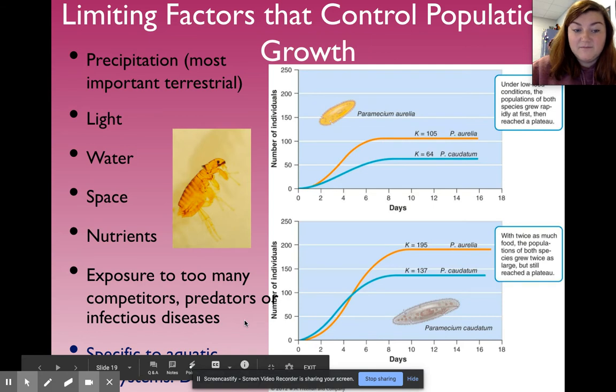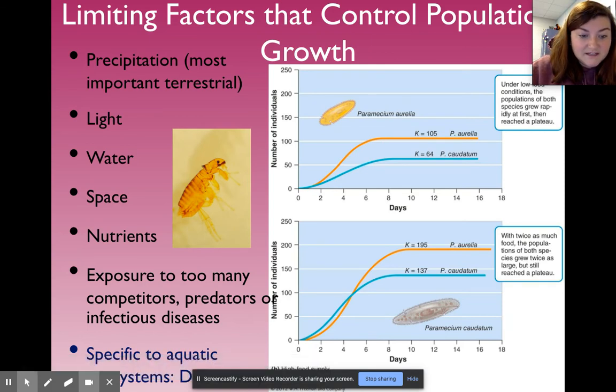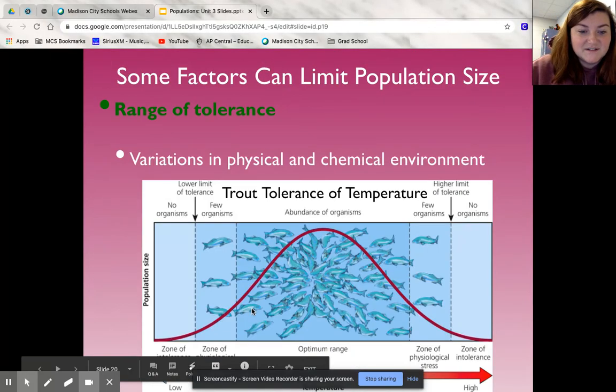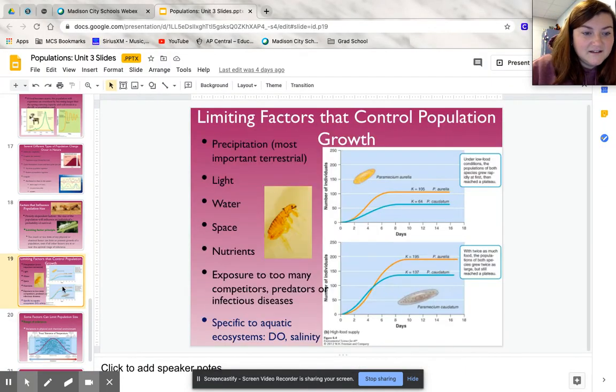Stuff to think about. Specific to aquatic ecosystems is dissolved oxygen. DO is dissolved oxygen content, and salinity. So all of those are examples of some of those limiting factors.